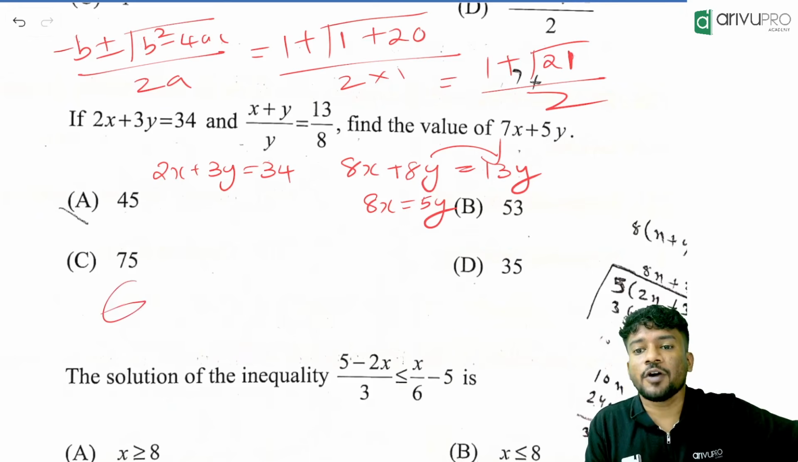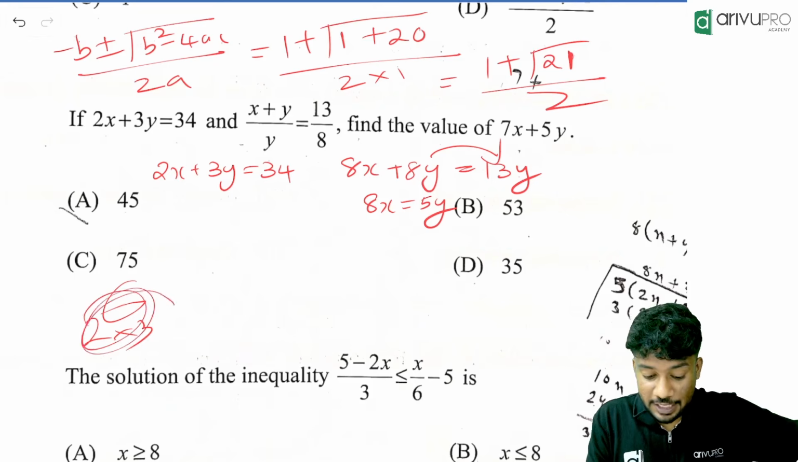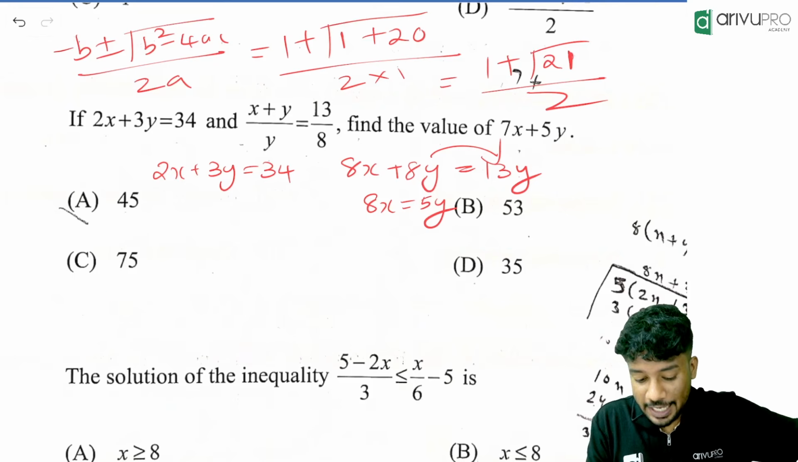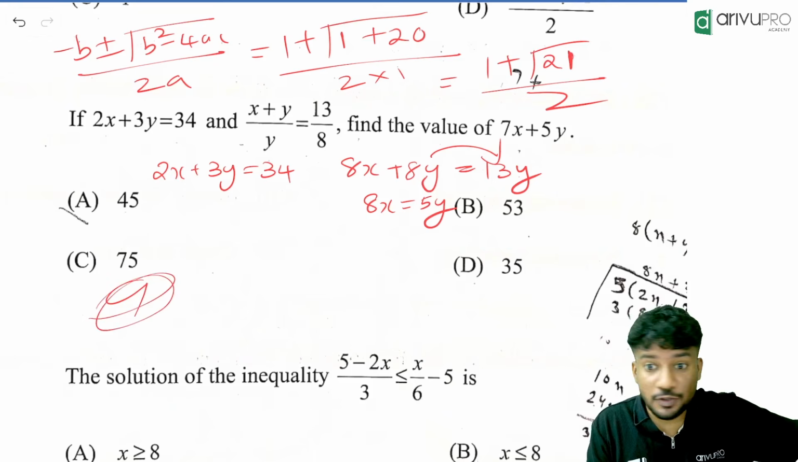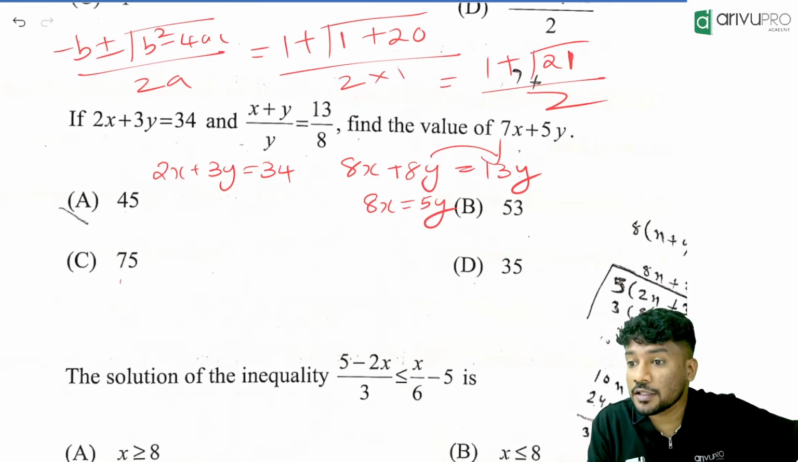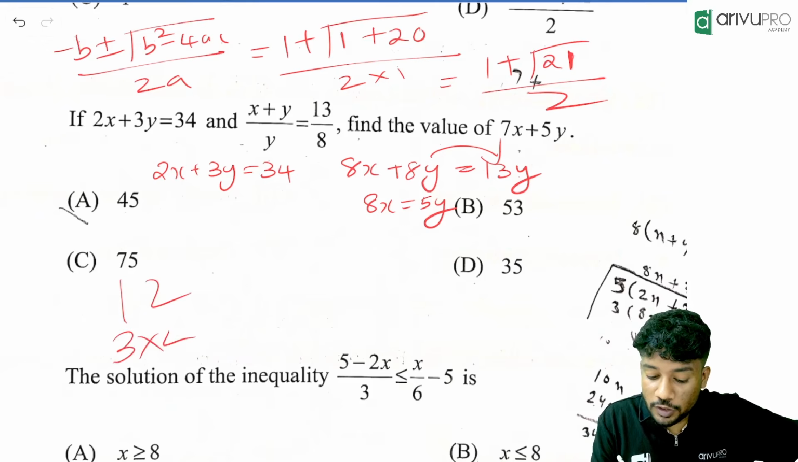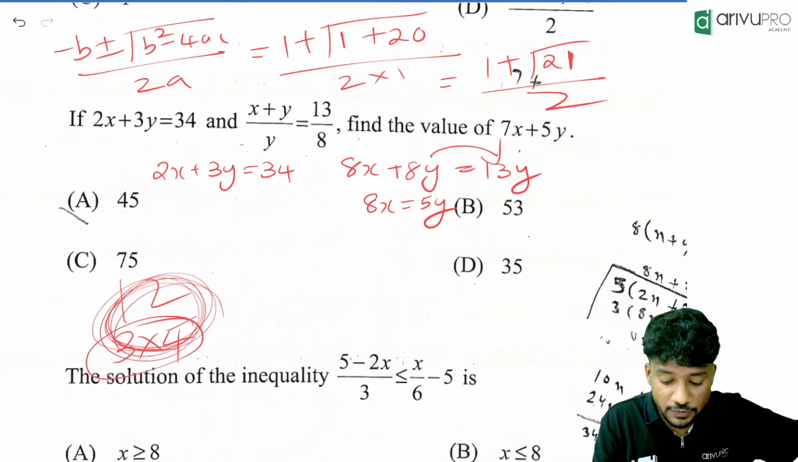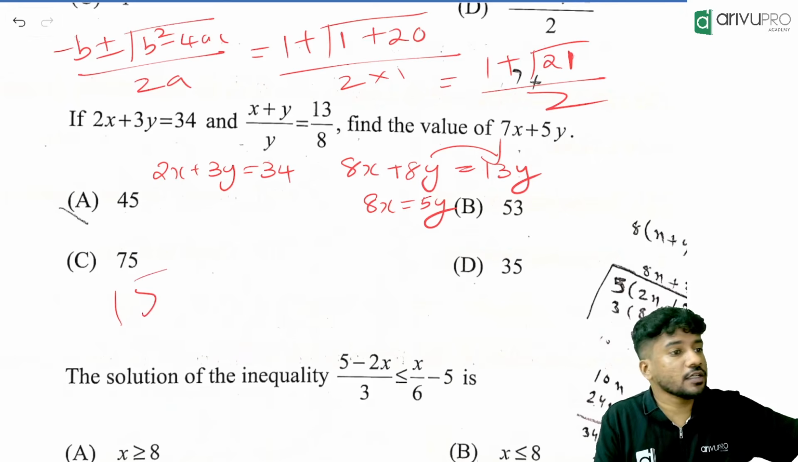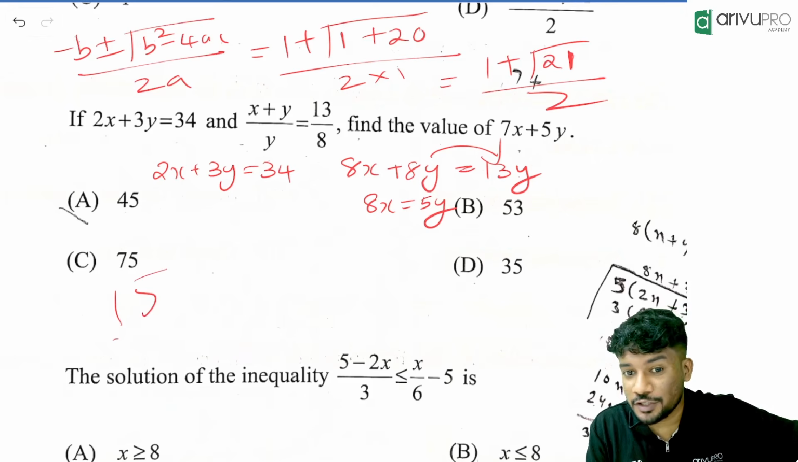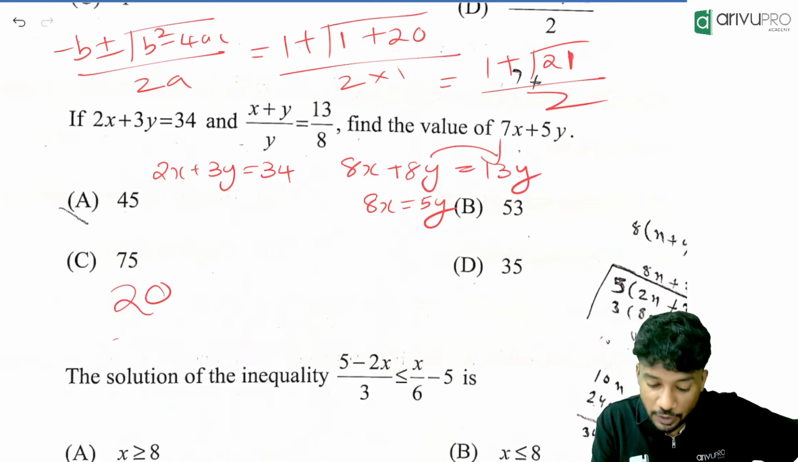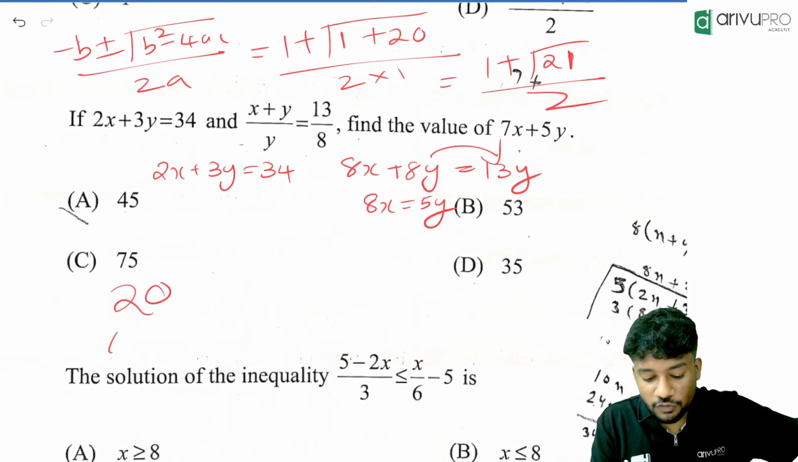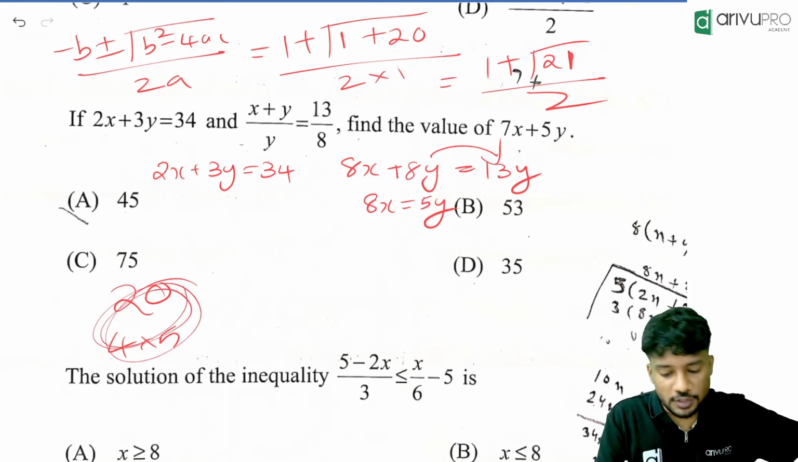Now 6. 6 I can write as 2 into 3. 7 can you write? No. 8 can you write? No. 9 can you write? No. 10 can you write? No. 12 can you write? Yes, 3 into 4. Product of consecutive terms. Understood, Soumya? Got the meaning of that? Then 15 can you write? No. 3 into 5 is not consecutive. Now 20 can you write? Yes. 4 into 5. That is called consecutive.